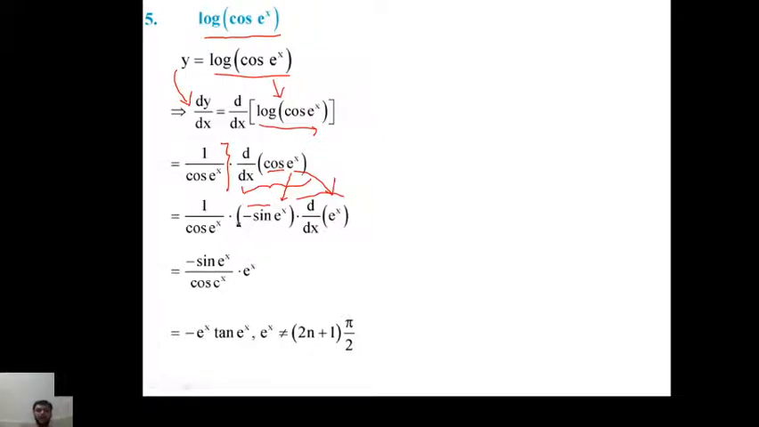So minus sin of e raised to x upon cos of e raised to x, times differentiation of e raised to x, which is e raised to x. Sin upon cos is tan e raised to x, that e raised to x remains as it is, minus remains as it is, so your answer is minus e raised to x into tan e raised to x, but e raised to x does not equal (2n plus 1) pi by 2. Again you have to think about it.